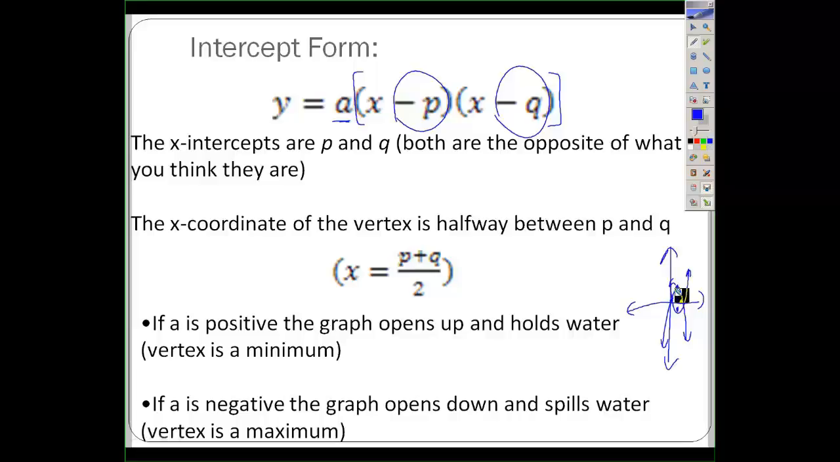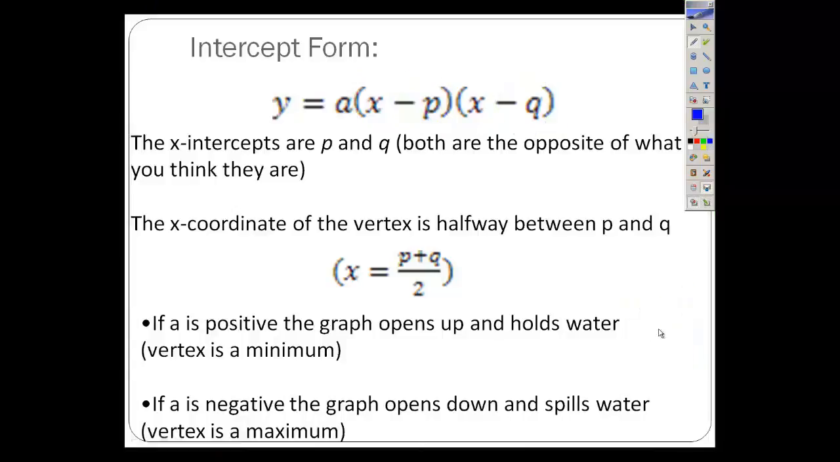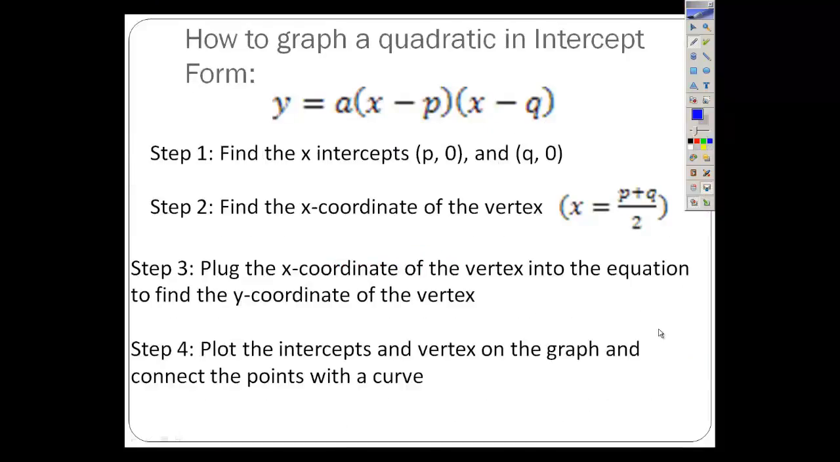If a is positive, the graph opens up, holds water, and it'll be a minimum. If it's negative, the graph opens down, spills water, and the vertex will be a maximum. So one more time, maximum and minimum right there. It's very similar to what we've done in the past. There's a bunch of little key indicators to tell you what and how to graph.